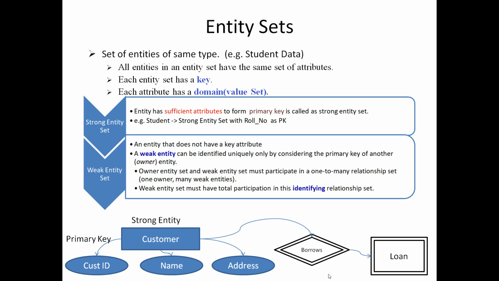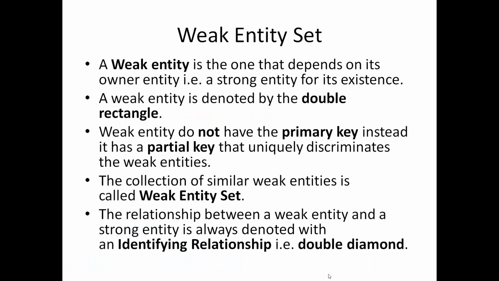And the strong entity will be identified by the primary key, whereas the weak entity will have a composite definition of the loan number plus the customer number. That is what is going to tell me the identity of the loan entity. So that's how you define the strong entity and weak entity. So a weak entity set is the one that depends on its owner entity, that is the strong entity.